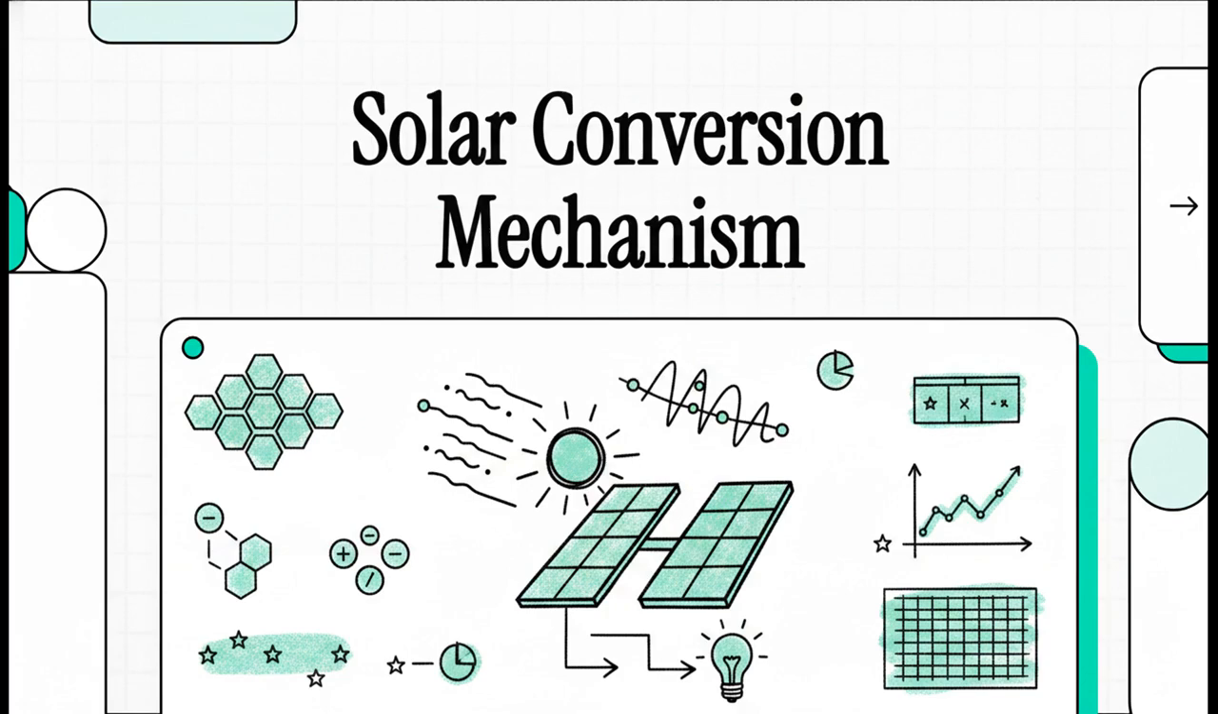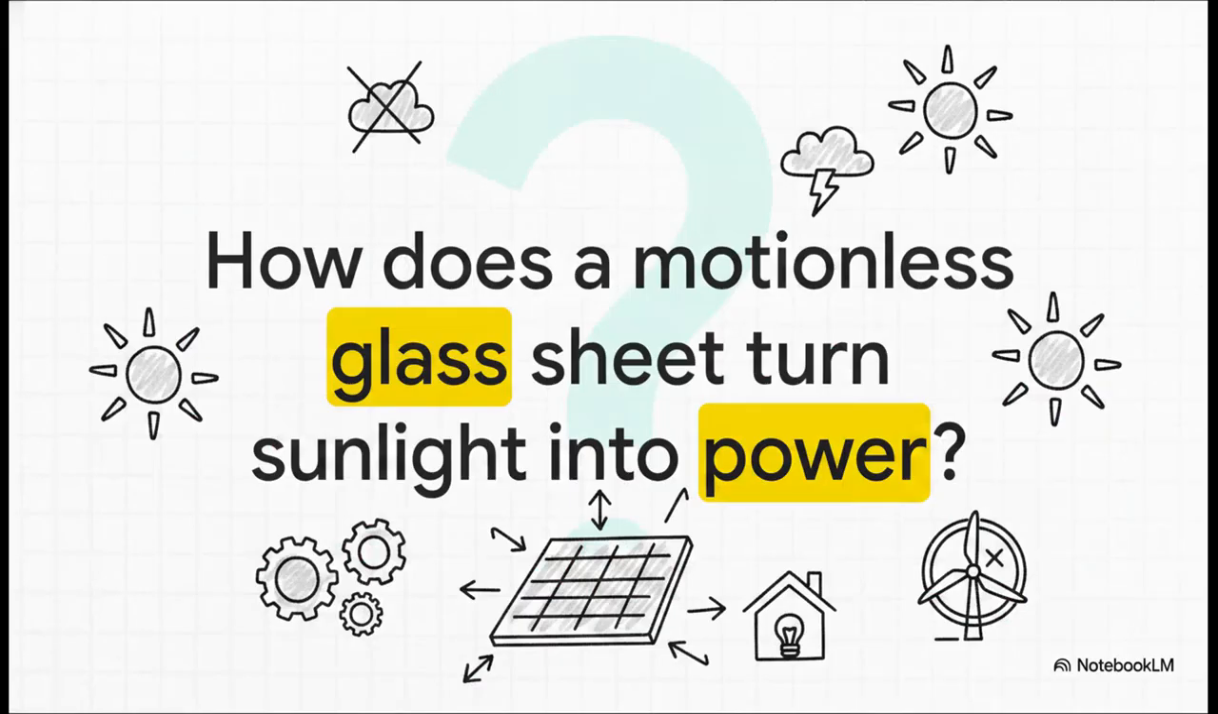Let's jump right in. So, have you ever actually stopped to wonder how a completely stationary device captures sunlight and kind of magically turns it into the electricity powering our homes? Think about it for a second. Most of our power generation relies on massive turbines spinning, boiling water, combusting fuel, the whole shebang. But a solar panel? It just sits there. It's a silent, motionless sheet of glass and silicon with absolutely zero moving parts.